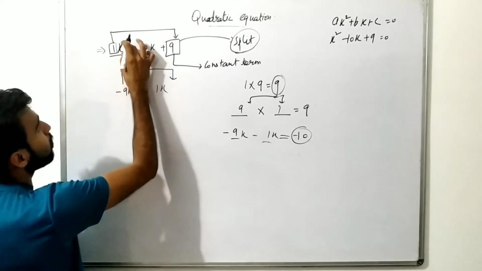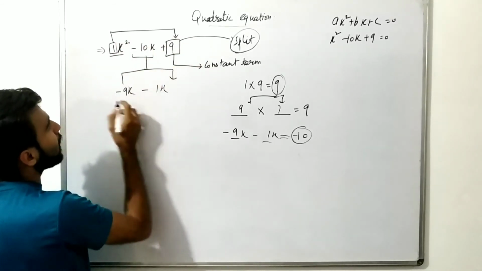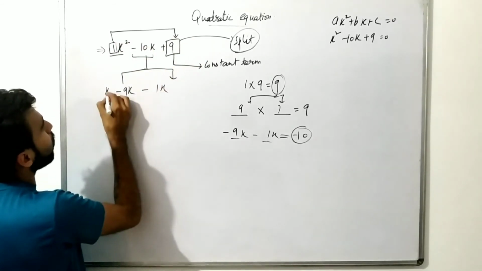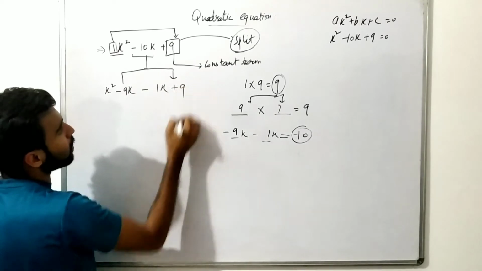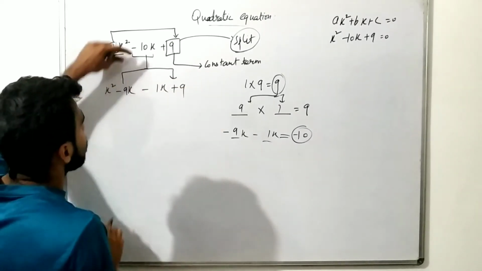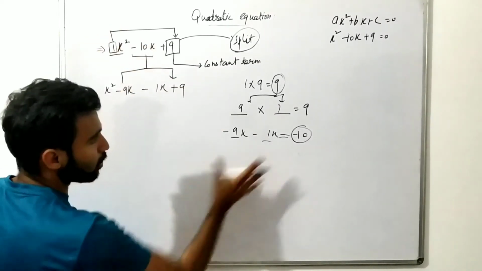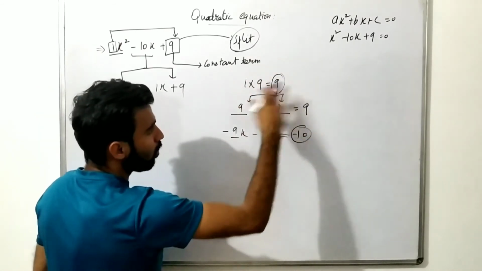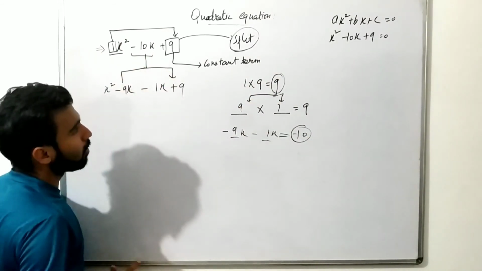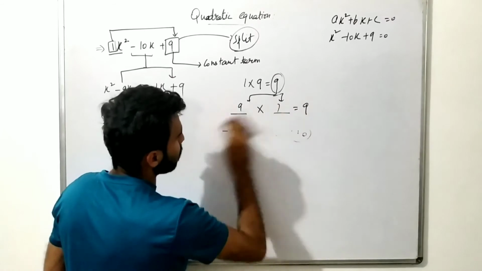Now if I just simply put the side terms as it is, so it will bring you x square and plus 9. So this is finally the splitting of the middle term here. As you can see, this is the rule by which you split the middle term here. So let me just rub it and make some space here.